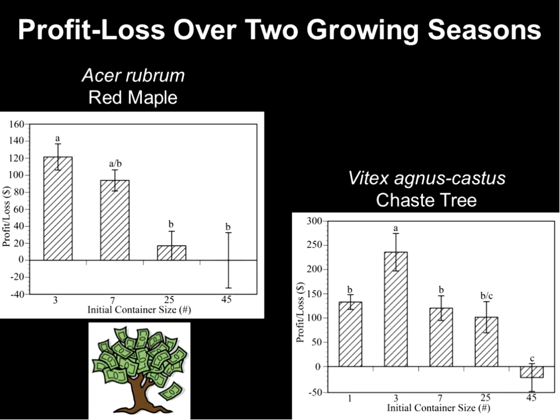The 3-gallon tree ended up having a $120 return on investment. The 7-gallon, a little less than $100. When you get into these bigger gallon sizes, on the red maple, you sort of broke even. If you go to the Vitex tree and look at the 45-gallon trees, you actually lost money during that time period. So it's really cost effective to plant those smaller tree sizes. And you know what? In a couple of years, you end up with what you would have had anyway.